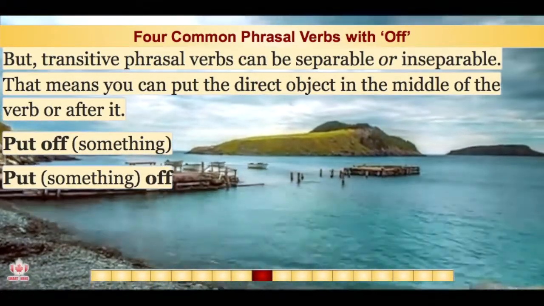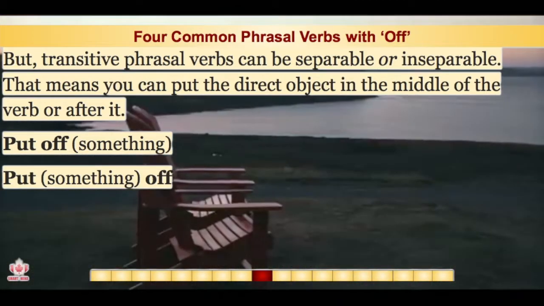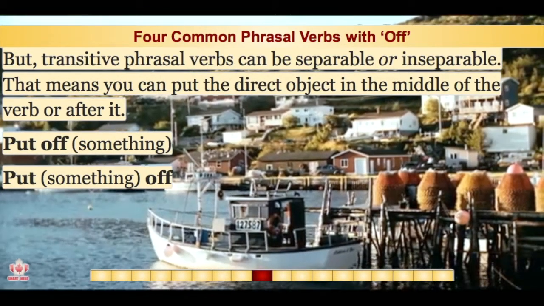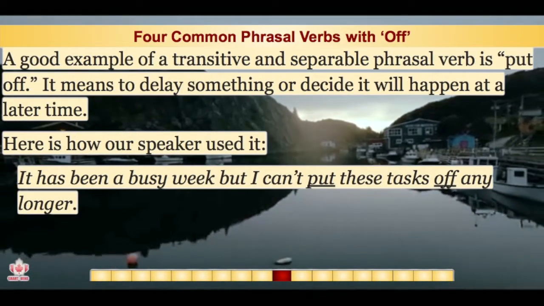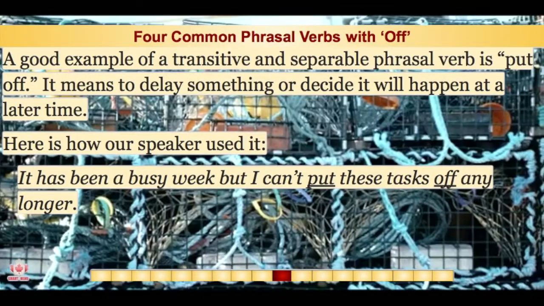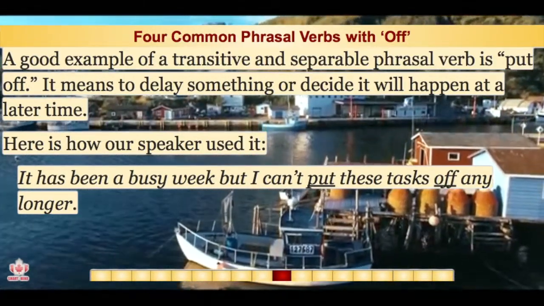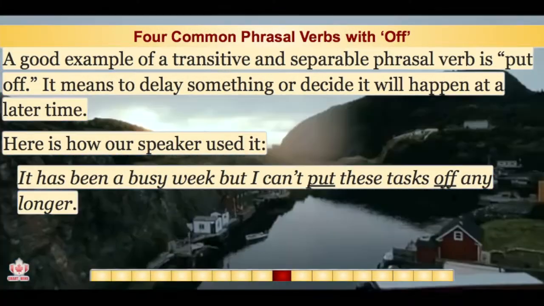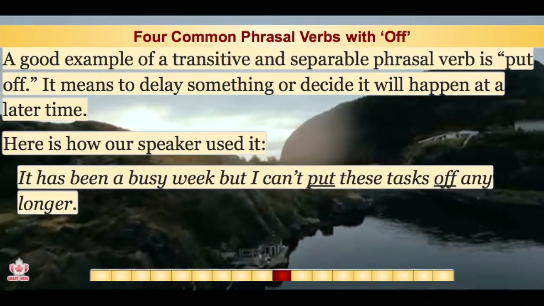But transitive phrasal verbs can be separable or inseparable. That means you can put the direct object in the middle of the verb or after it. A good example of a transitive and separable phrasal verb is put off. It means to delay something or decide it will happen at a later time. Here is how our speaker used it. It has been a busy week, but I can't put these tasks off any longer.